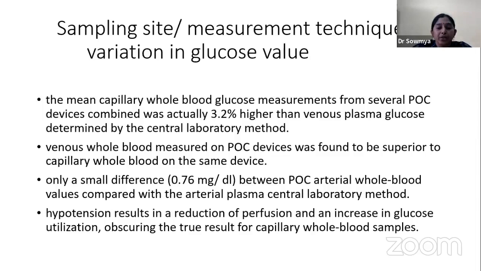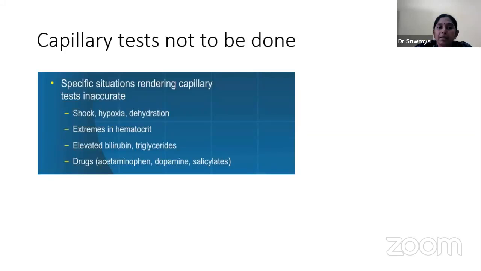Whenever there is hypotension, it results in reduction of perfusion, and glucose utilization also will be more. At that time we can't use the capillary sample for measuring the glucose. So it should not be done. Capillary testing should not be done in specific situations. So what are the specific situations? Whenever the patient is in shock, whenever there is hypoxia, whenever the patient is dehydrated, extremes in hematocrit, whenever the patient is anemic or polycythemia is present, elevated bilirubin like jaundice, or triglycerides. Whenever the patients are on drugs like acetaminophen, paracetamol, dopamine, salicylates, all these capillary tests should not be done.